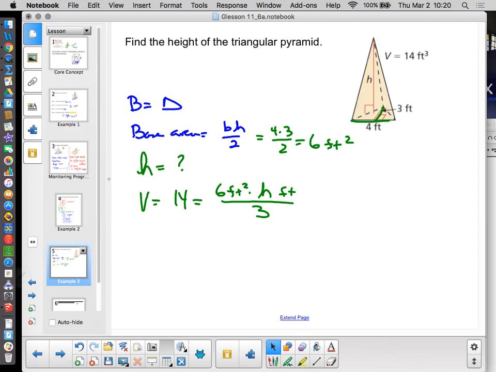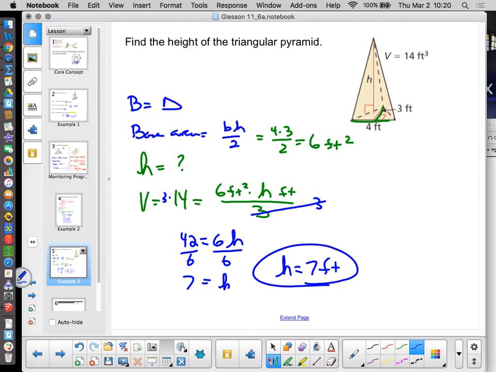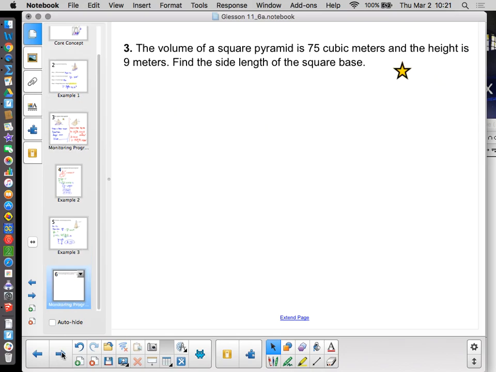Well, how am I going to solve for height? Same thing we did before. We're going to multiply both sides by 3 to undo the division. Now my numbers are a little nicer here. 3 times 14 is 42, which equals 6h. Divide by 6. H equals 7. So the height is 7, and we include the units, 7 feet. So we're just using our formula. The big thing, remember, divide by 3.